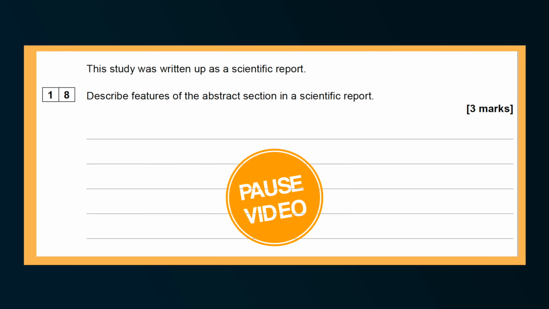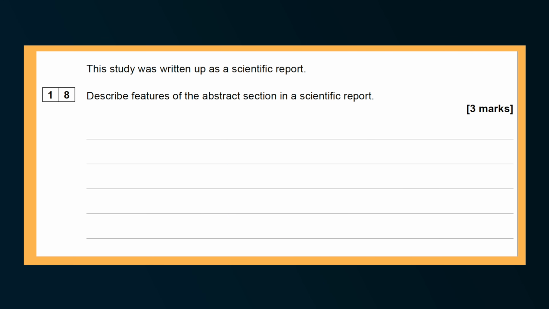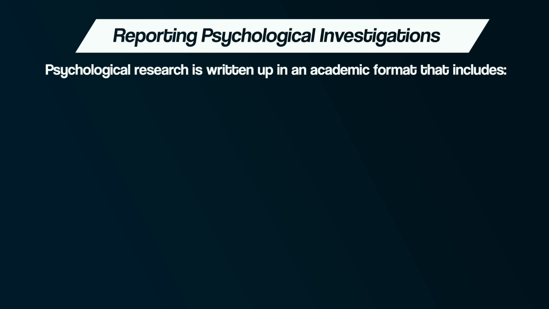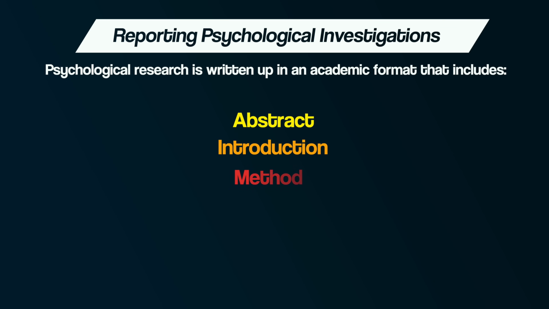Question 18. This study was written up as a scientific report. Describe features of the abstract section in a scientific report. 3 marks. This question relates to what's called reporting psychological investigations. Whenever psychological research is conducted, it is written up in an academic format that includes the abstract, the introduction, the method, the results, the discussion, and the references.